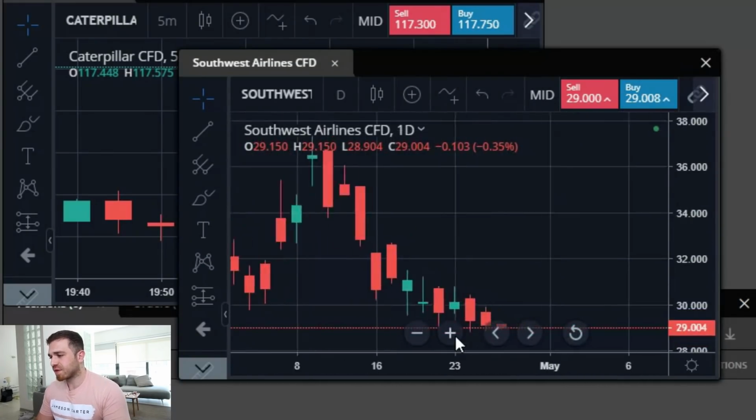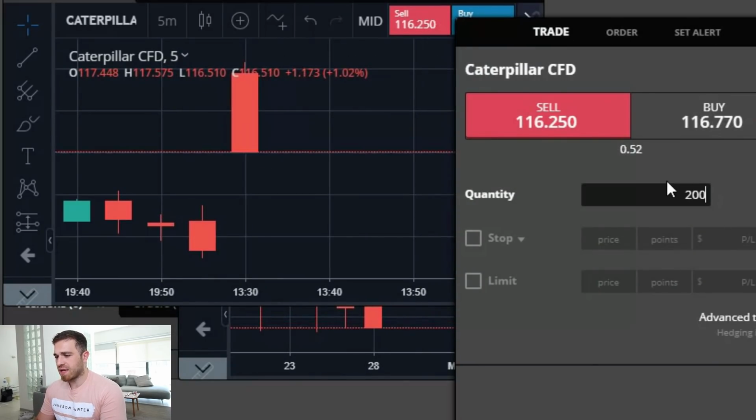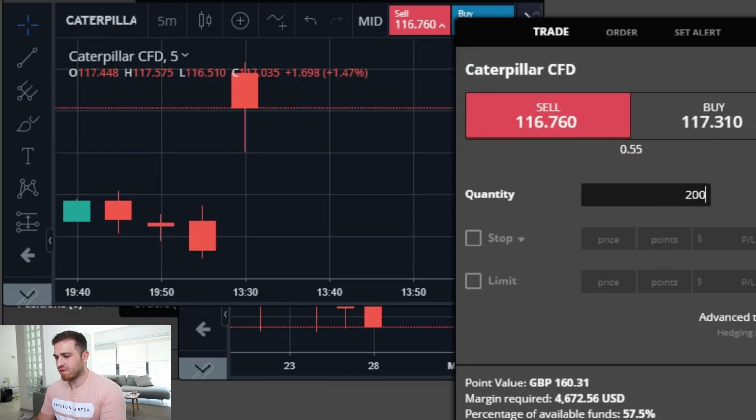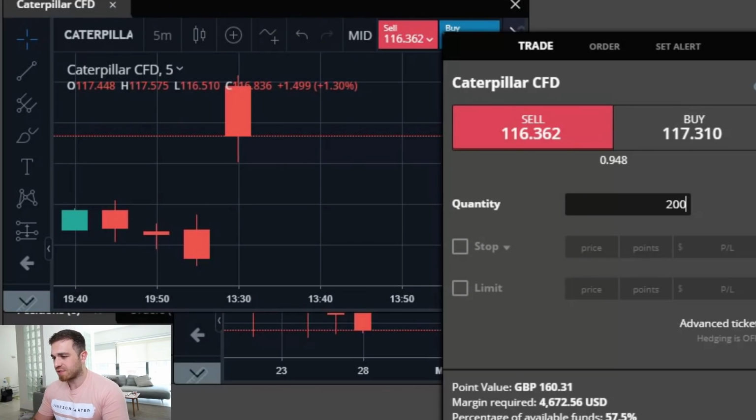Okay, guys. So I'm watching Caterpillar and LUV. All of these stocks just got pumped before market open. But here we go, guys. I'm looking at Caterpillar for a short. Here we go. One more and I'm jumping into a short position here, guys, with 200 shares.